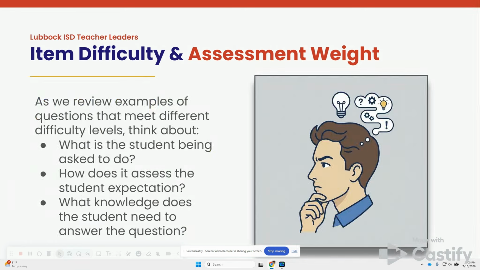Let's look now at some example released STAR questions. We're going to look and see what meets different difficulty levels. And as we go, I want you to think about the 3 questions on the screen. What is the student being asked to do? How does it assess the student expectation? And what knowledge does the student need to answer the question?